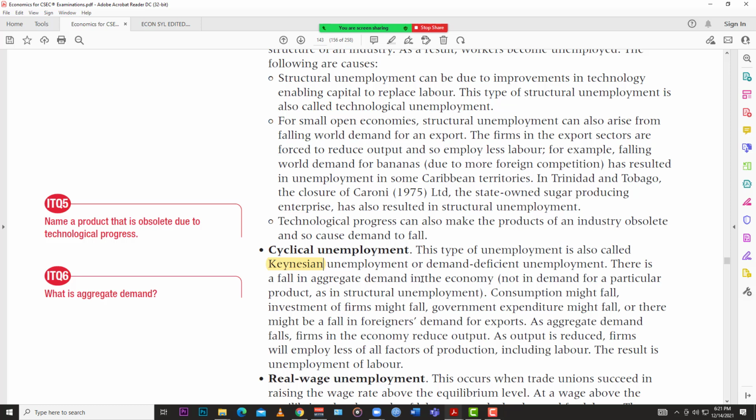Remember the cycle, the recession. Consumption might fall, investment of firms might fall, government expenditure might fall, or there might be a fall in foreigners' demand for exports. As aggregate demand falls, firms in the economy reduce output. Again, sound familiar? The cycle. As output is reduced, firms will employ less of the factors of production, such as labor, and that now leads to unemployment. So cyclical unemployment refers to the business cycle, where in a recession you would lose your job.